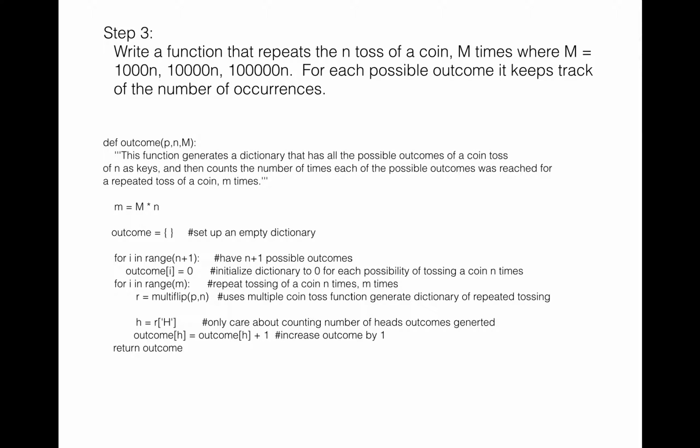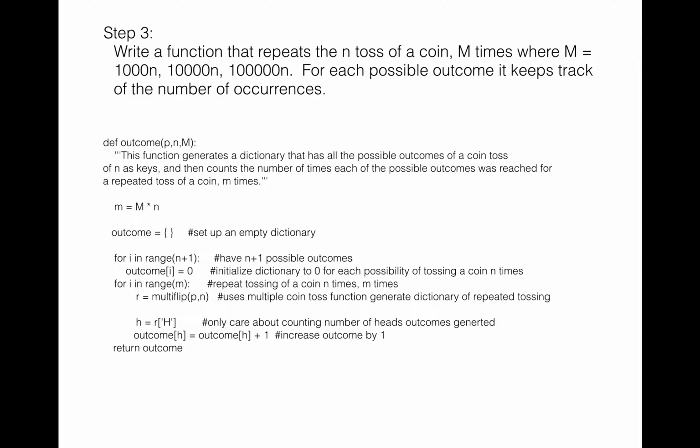And then for i in range M, which is how many times we're repeating it, 1,000 n, 10,000 n, 100,000 n, I was going to use the multi-flip function, which will repeat the n toss, and it'll give me a dictionary of heads and tails values for the 5 toss or whatever n is.